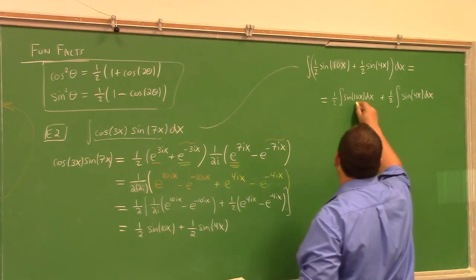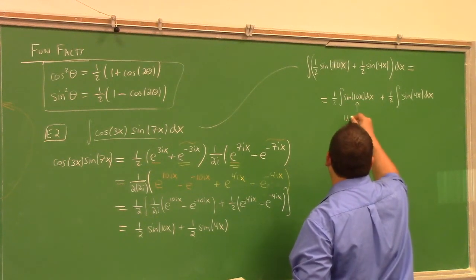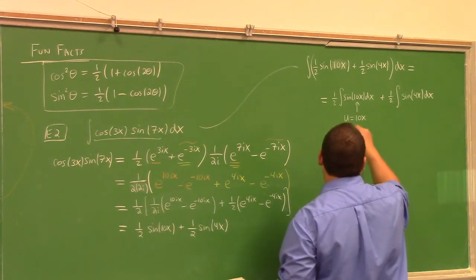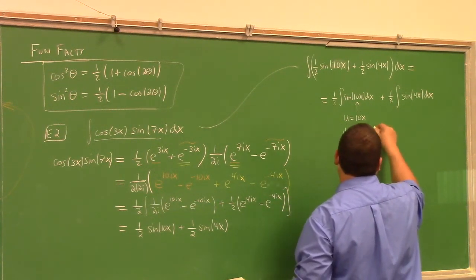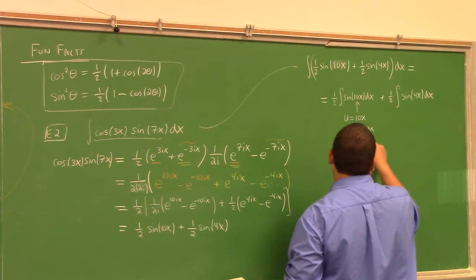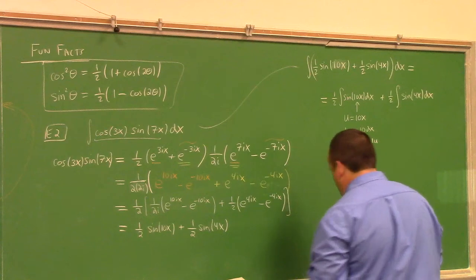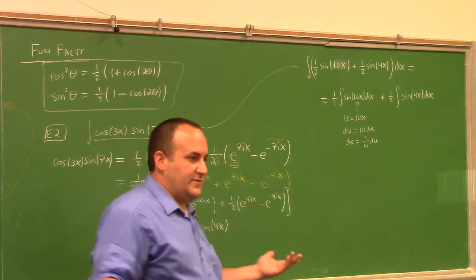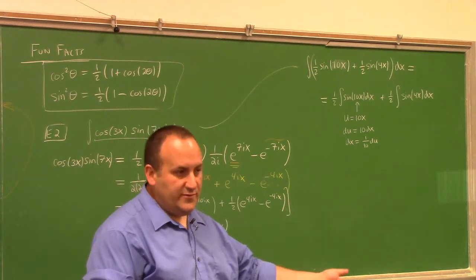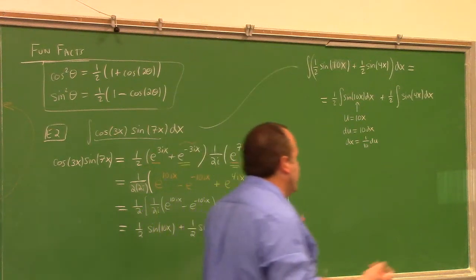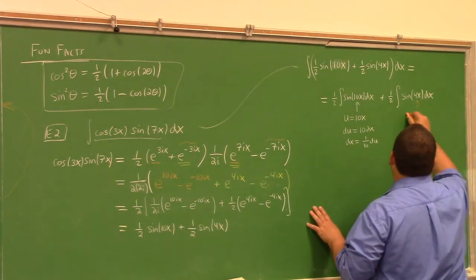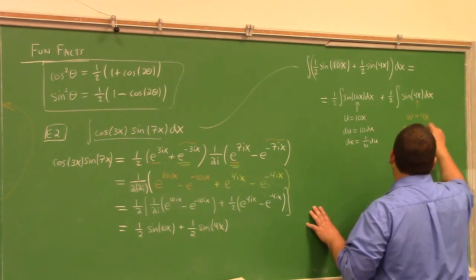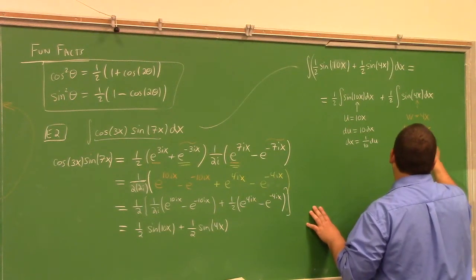For this one, I suggest we make u equal to 10x, right? So du is 10 dx, or dx is 1/10 du. And whenever I've got 2 different u substitutions I'm thinking about, I'll use a different letter for the other u substitution. Sometimes I use u1 and u2, but you could also just use a different letter, like w equals 4x, right? So then dw is 4 dx. In other words, dx is 1/4 dw.